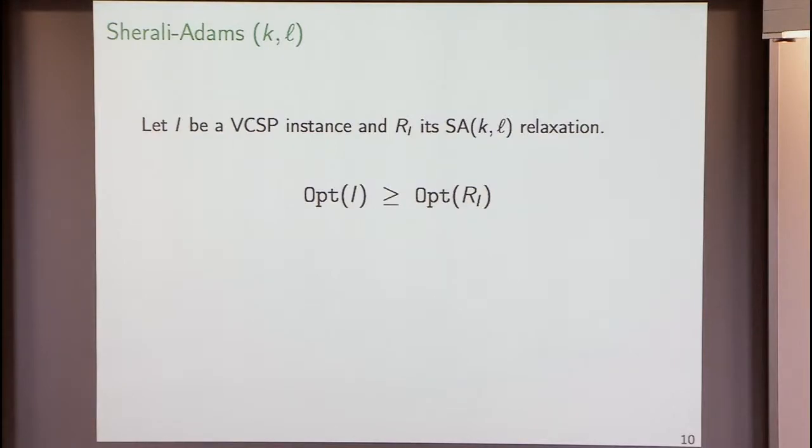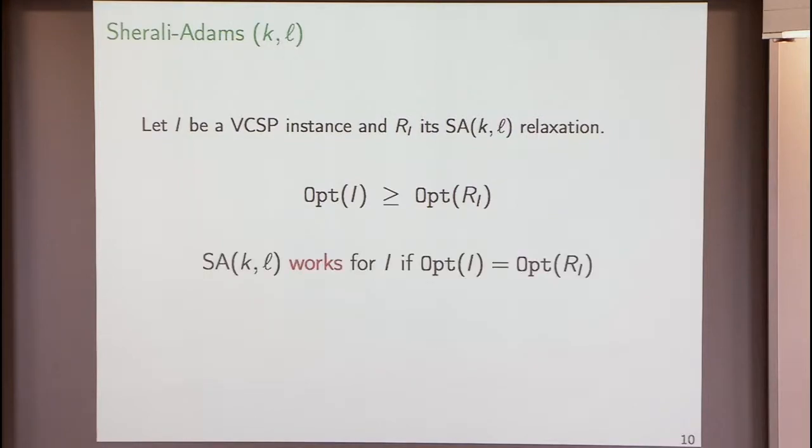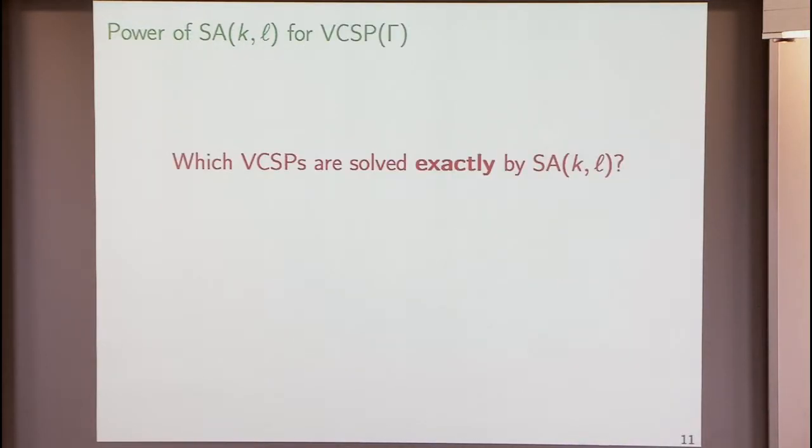So this is a relaxation. If you have a VCSP instance and you write down its Sherali-Adams relaxation, and if you solve it, the optimal value of the linear program is a lower bound on the optimum value of the discrete optimization problem we start with. We are interested in the case when this inequality is tight. So when it's equality, we say that the relaxation works in this case. And again, the main question of this work is to answer for which class of VCSPs this relaxation works.